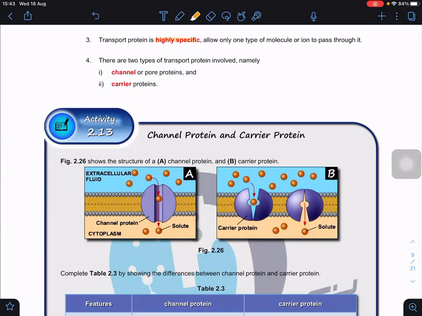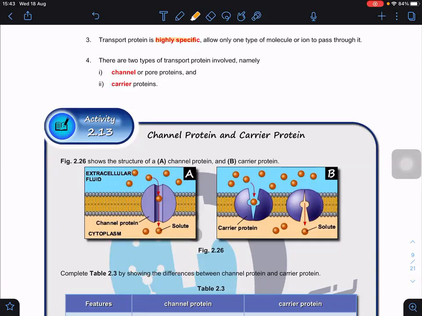So the ion channel that allows calcium ions to pass through, you don't expect potassium ions can pass through, even though both of them are positively charged. Are you clear? Even sodium and potassium don't share their ion channel. So they are highly specific.